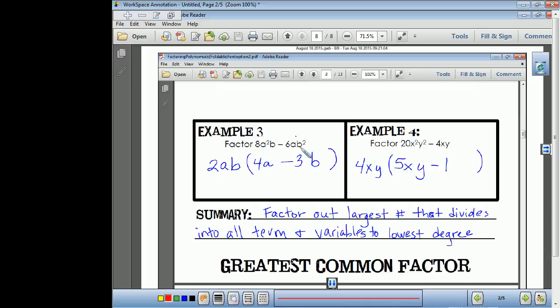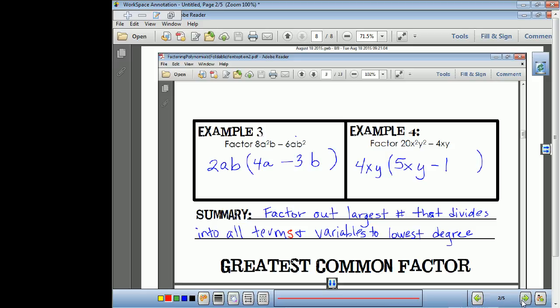Okay, on these two, a 2 will divide into the numbers, and they have an a and a b in common. On this one, a 4 will divide into the numbers, and they have an x and a y in common. So our greatest common factor is the biggest number that will divide into both of them, and then the variables that they have in common to the lowest degree. So that's what we're doing. We're factoring out the largest number that divides into all the terms, should say. I left off the s yesterday. Let me fix this. And variables to the lowest degree.